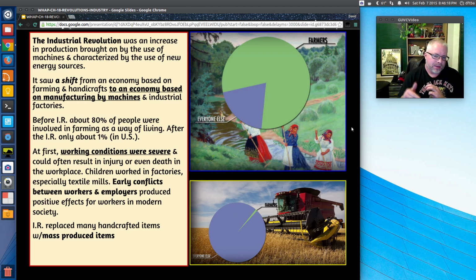Now, the bottom picture there is not the whole world, obviously, but it's the United States. We have so few. It's about 1% of Americans would consider their main source of income in their living to be farming. That's pretty slim, but yet we're not hurting for food. So that's the other real interesting part here.